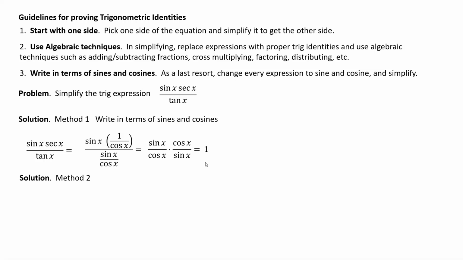What's method 2? In method 2, I look at this and go, wait, I can leave the tangent x the way it is and just replace secant x with a 1 over cosine x. And now I have sin x over cosine x, that's tangent x. So I just end up with tangent x over tangent x, that's equal to 1. Right? If you saw that even before you saw my way of solving it, more power to you. Pat yourself on the back. Cool. Let's pick another one.